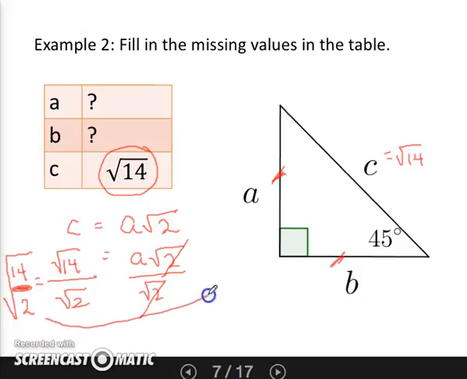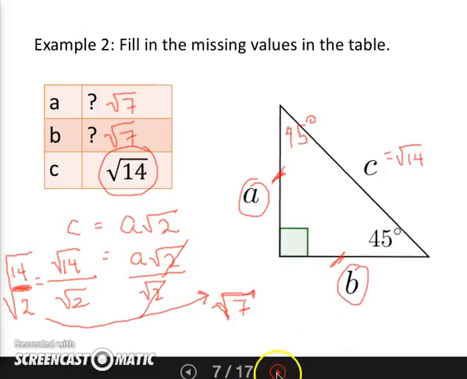And now, running out of room here, we have the square root of 14 over 2 is the same as the square root of 7. And that cannot be simplified any further because 7 is a prime number. So we've just found that A is the square root of 7. And since A is the square root of 7, B must also be the square root of 7 because a 45, 45, 90 triangle is isosceles.